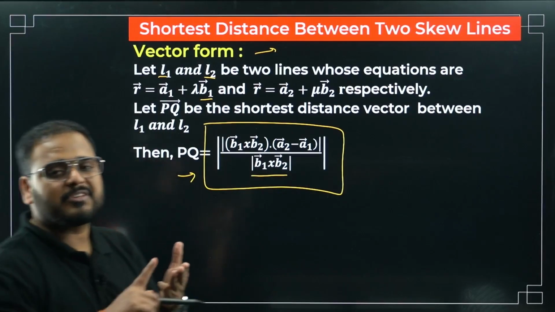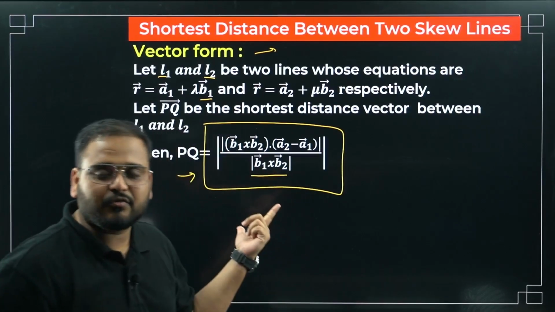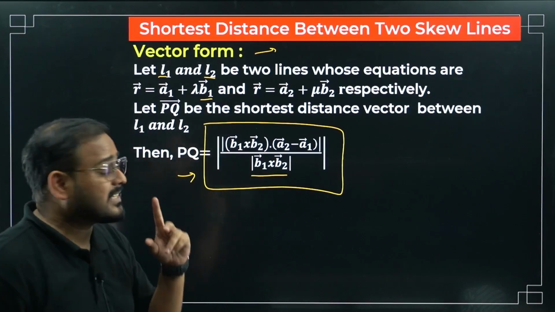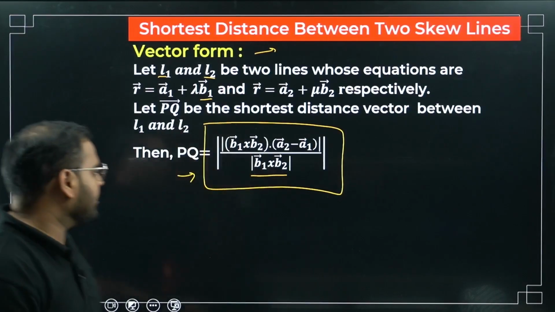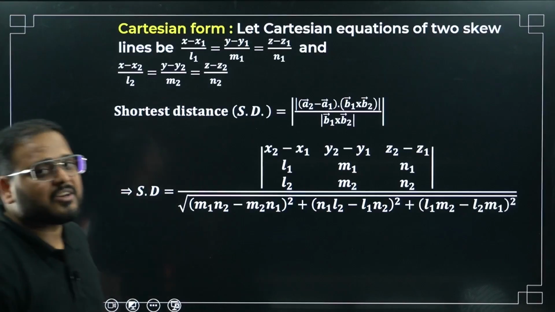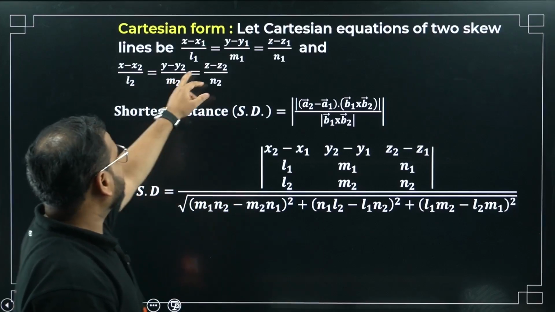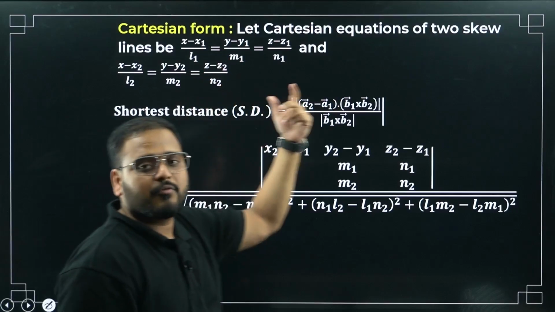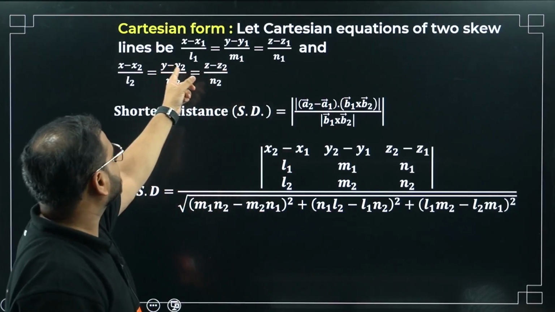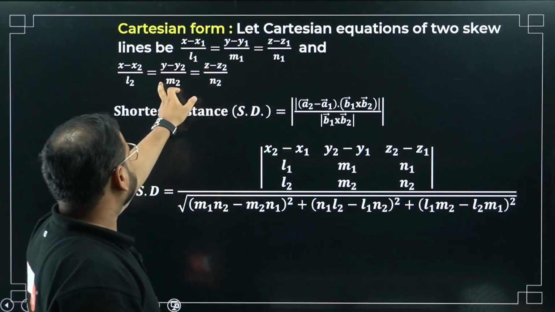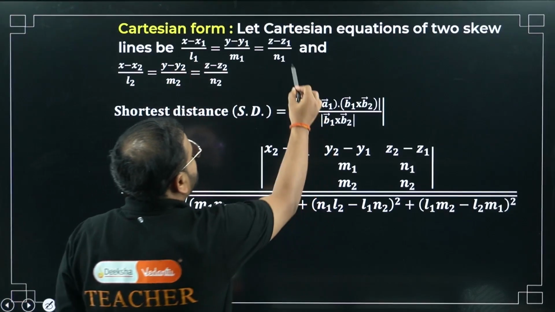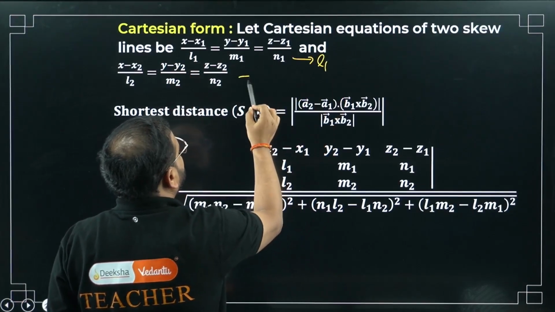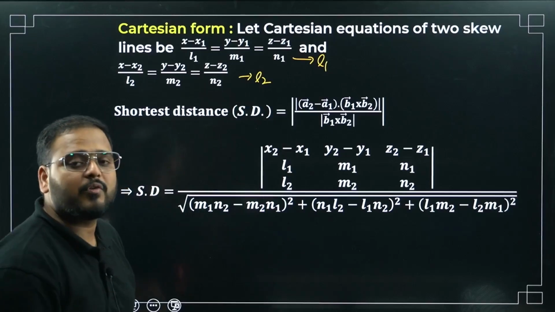There are 3 formulas which are very important for this: the vector form, the Cartesian form, and the distance between two parallel lines. Those 3 are very important. Look at the Cartesian form, same thing we're going to do. We'll check for l1, m1, n1. You know the standard form of the Cartesian way of writing a line. Again, there are 2 different lines. This is line L1 and this is line L2. We're looking for the distance between the lines.